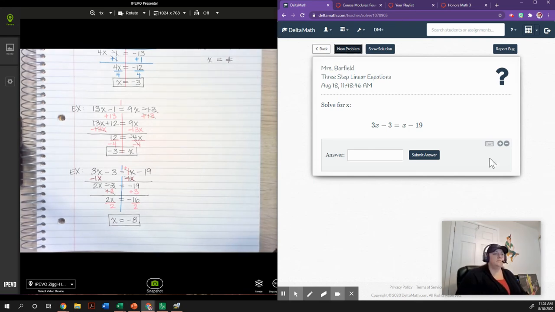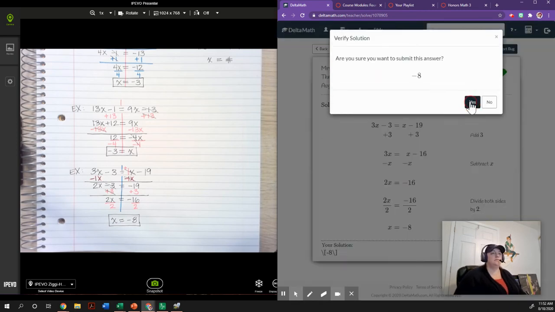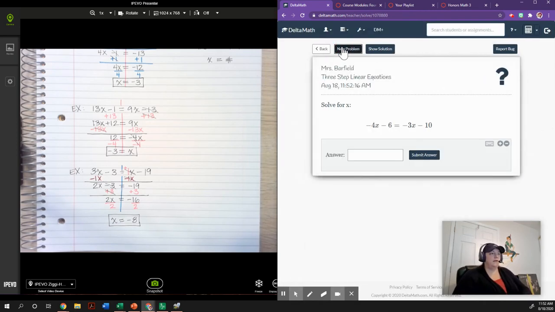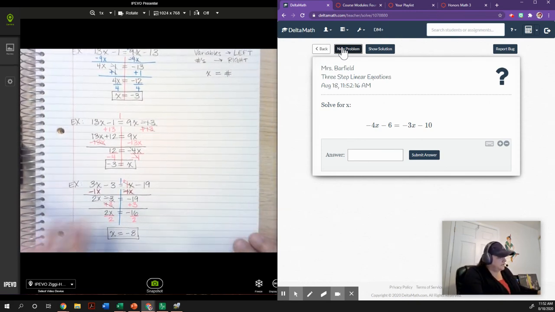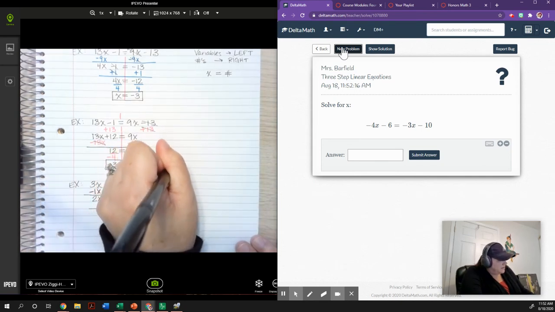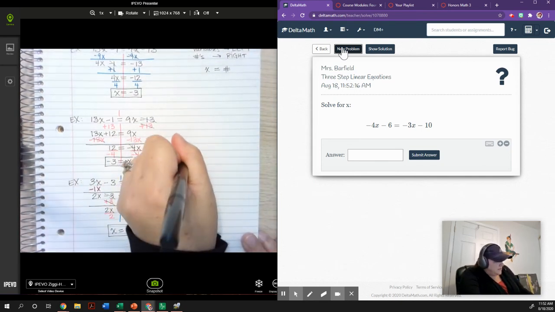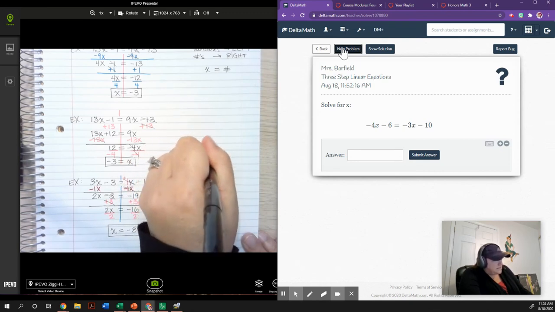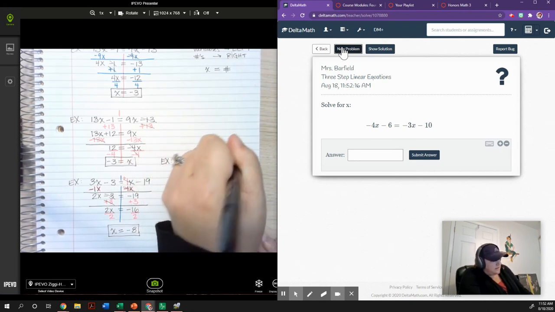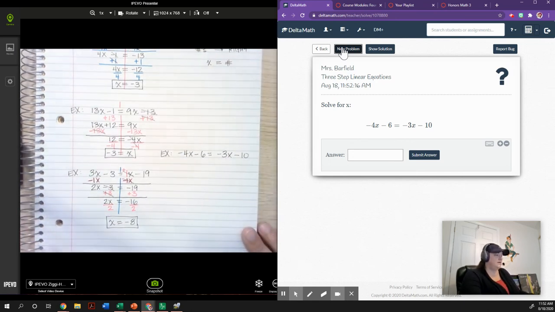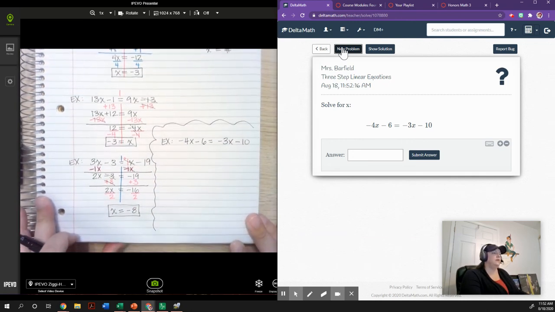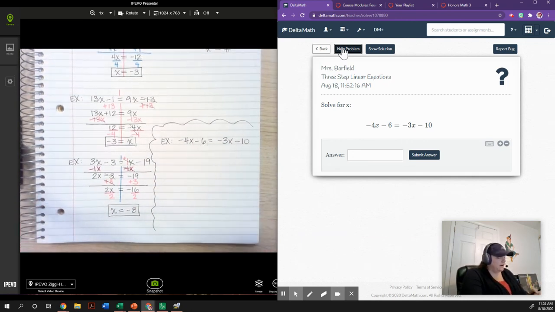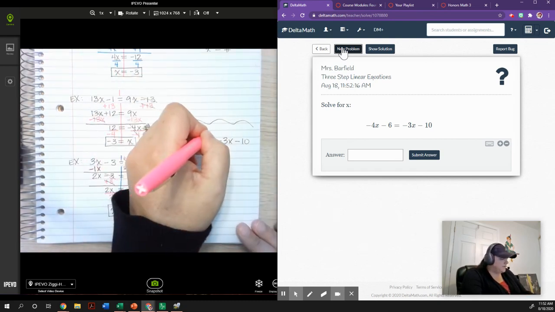Okay? So I'm going to go back up here. Negative 8. Submit my answer. There we go. All right, let's do another one. Okay? And actually, I'm going to just do that right here. Okay? All right, so negative 4x minus 6 equals negative 3x minus 10. I'll kind of separate that out so you can see where I'm working. Okay. All right, so if I have my equal sign, that gives me my wall.